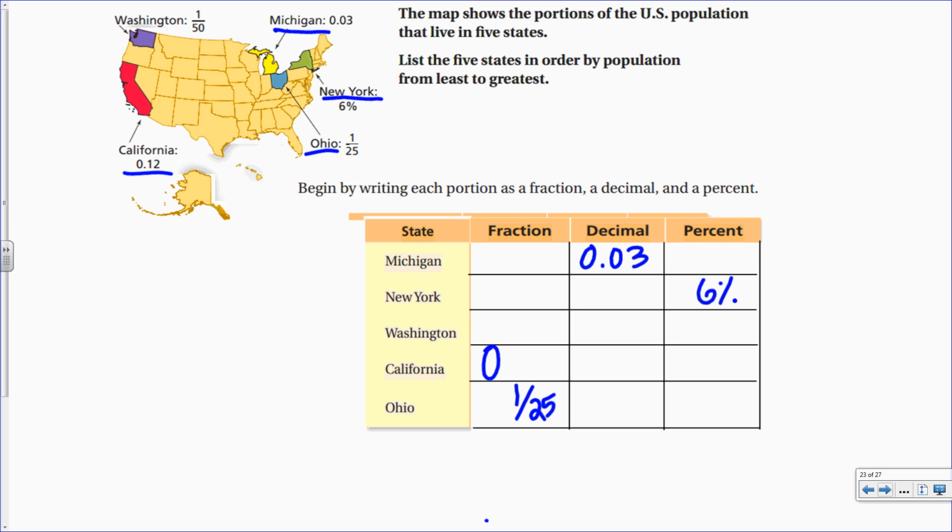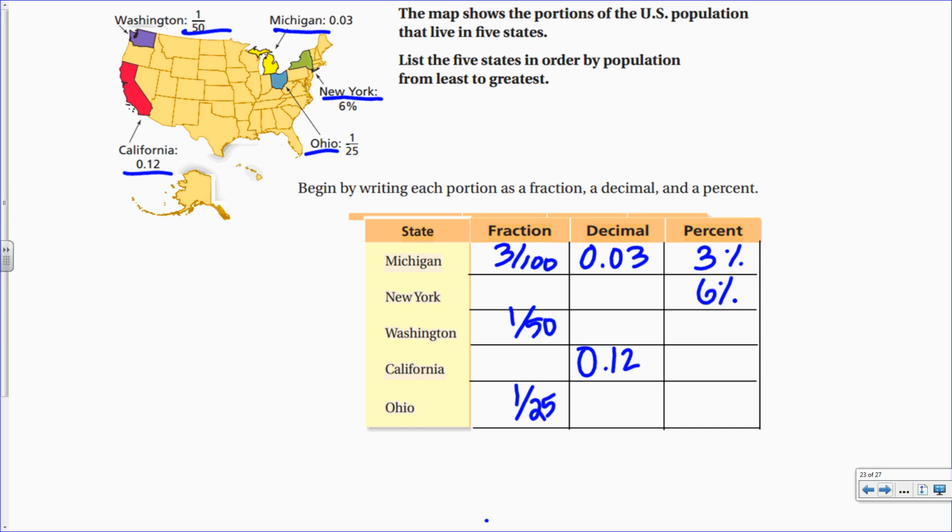Whoops, that's not a fraction. It goes in the decimal section. And Washington is 1 over 50, and that's a fraction. Okay, so we need to fill out the table, and then we can order these states by population. So let's look at the top one together. Michigan is 0.03. Now I can change that to a percent by moving the decimal over twice, so that would be 3%. And from decimals to fractions, we know that 3% means 3 over 100, so we'll just write that here. So now I have it in each form.